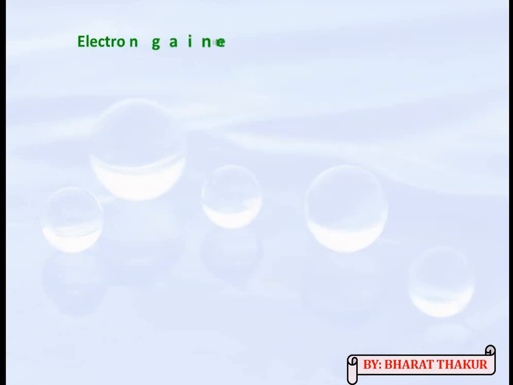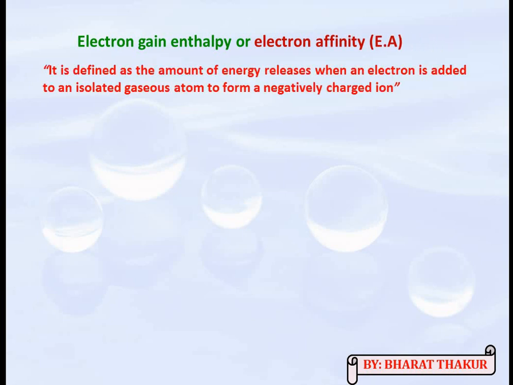Electron gain enthalpy, also called electron affinity, is defined as the amount of energy released when an electron is added to an isolated gaseous atom to form a negatively charged ion. So when an atom gains an electron, it will release energy. And when an isolated gaseous atom releases energy to gain an electron, this energy is called electron gain enthalpy.